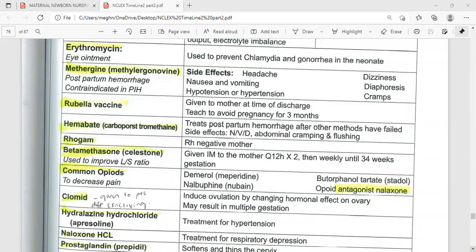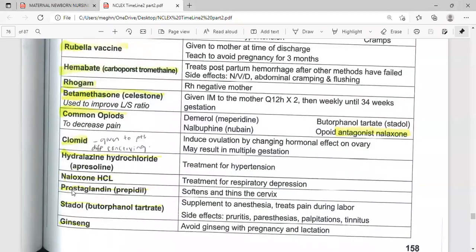Last medication here is prostaglandins. So prostaglandins are a group of compounds with various hormone-like effects, right? It is very important to know that prostaglandin promotes uterine contraction, right? So if you ask me, what are the uses of prostaglandin?